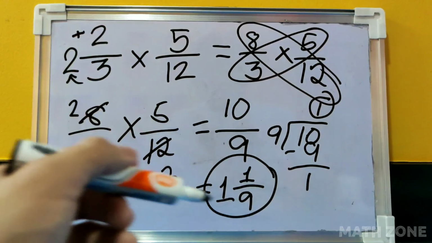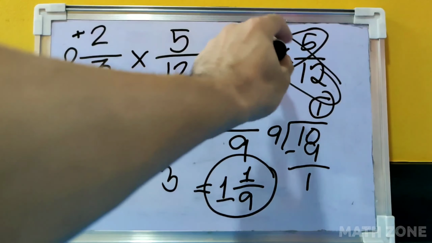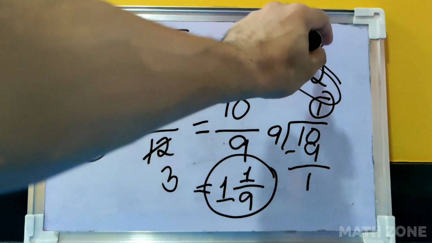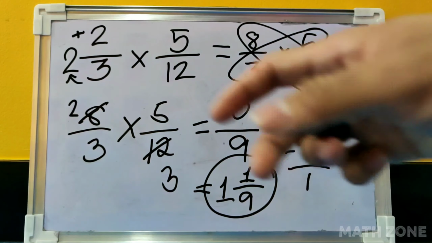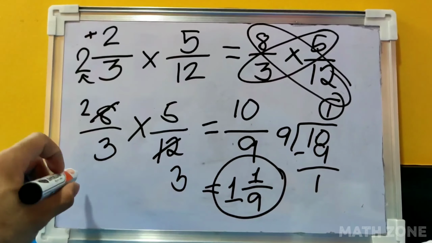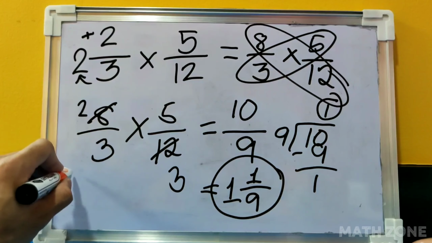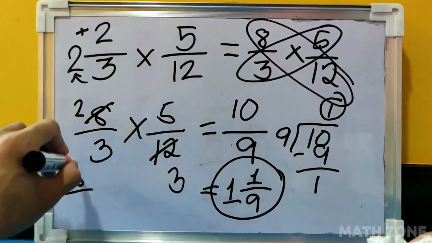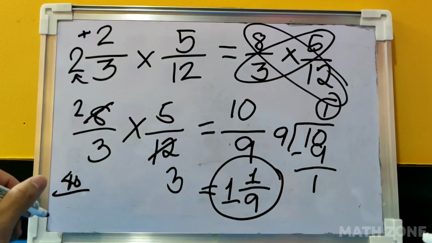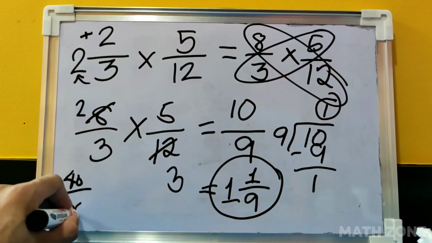Now let's say we didn't do cancellation here. Let's say we just multiplied 8 by 5. Let me erase it here. Oh, I can just answer it here. So 8 times 5 is 40 over 3 times 12, that is 36.